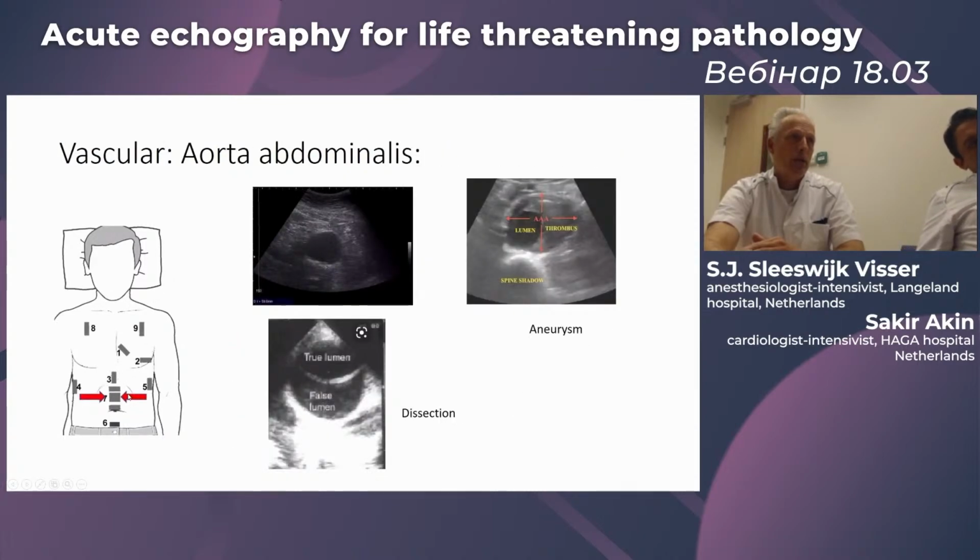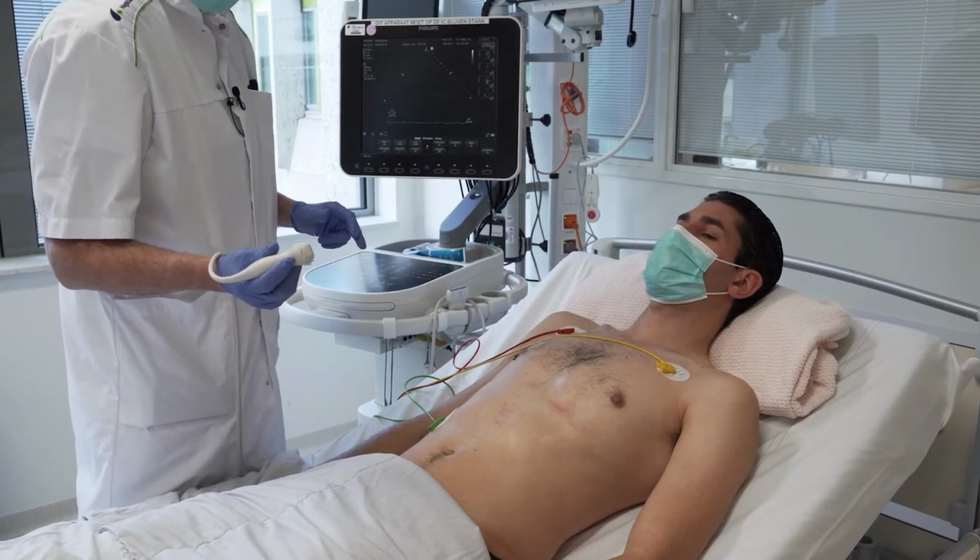We also like to do the abdominal aorta in trauma patients above the umbilicus. It's a transversal window. Here you see a normal aorta, here you see an aneurysm, and here you see a dissection, which could be traumatic. So now we continue with your other views.